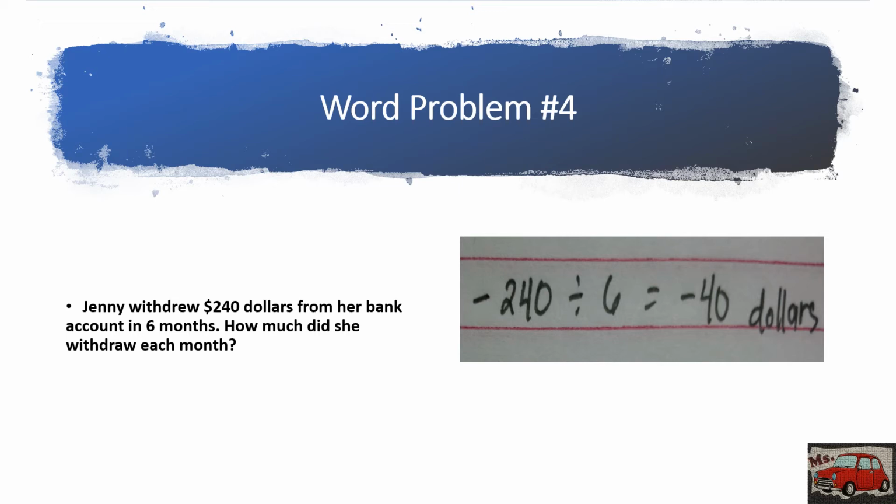-240 kasi nga, yan yung total na na-withdraw. Ibig sabihin, nabawasan dun sa bank account niya. Okay? Divided by 6 kasi 6, i-divide natin sa 6 na buwan yung 240 na na-withdraw. Okay? So, in short, kada month, ang nababawasan sa bank account niya is $40. So, the answer is -$40. Again, negative kasi yan yung nababawasan kada month.